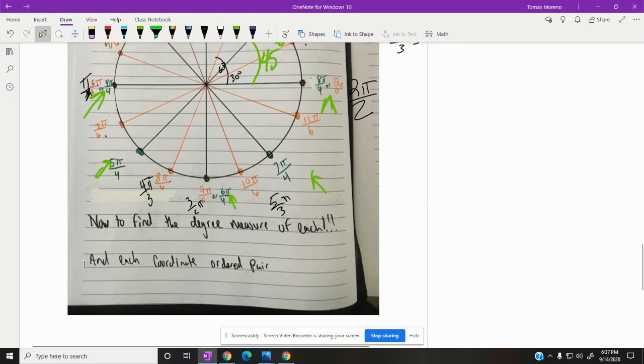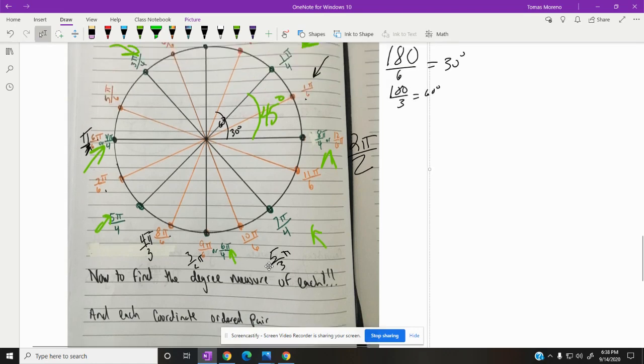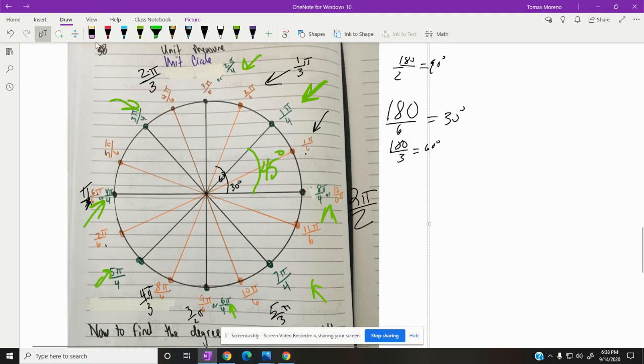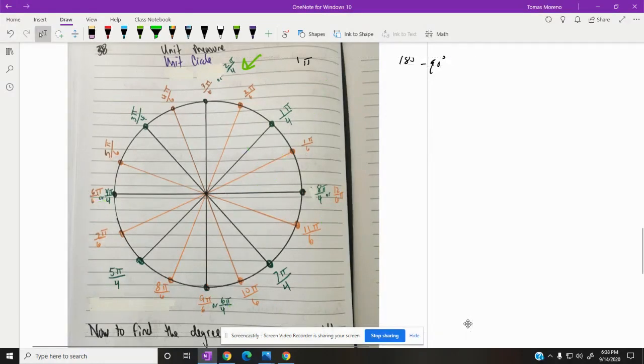Okay. And here's the kicker. Here's what I was talking about. You would need to find the coordinate of each ordered pair. So, okay, what does that mean? Let me erase this. Boom, look at that. Way easier. Okay, so what does that mean?